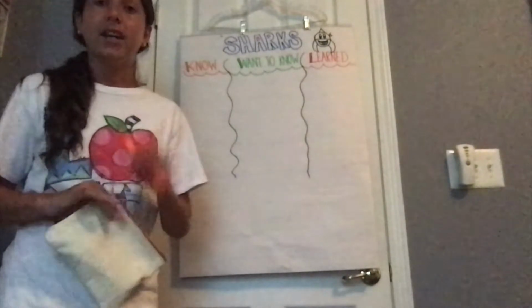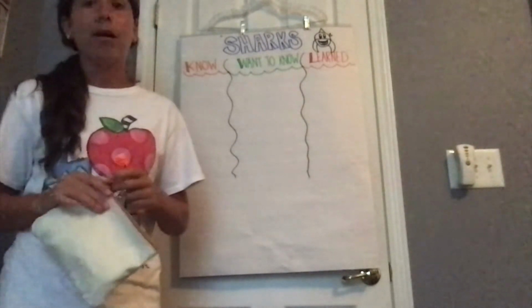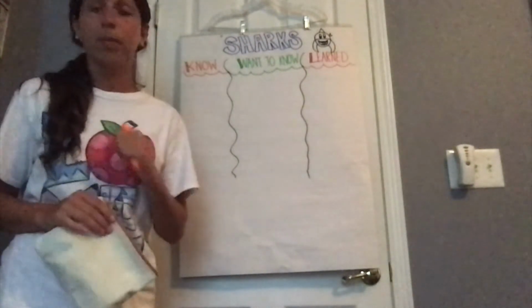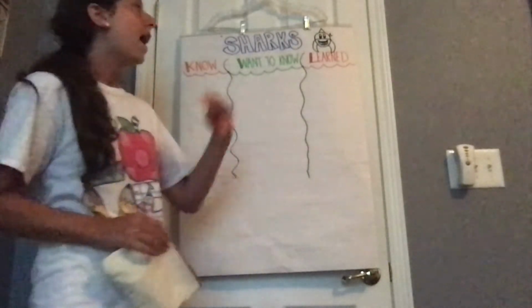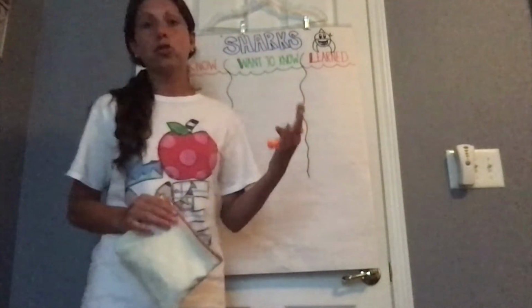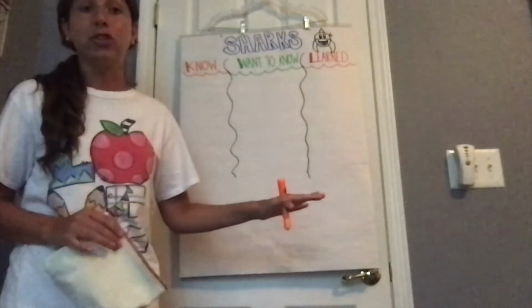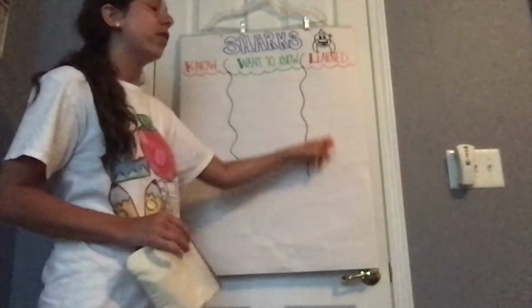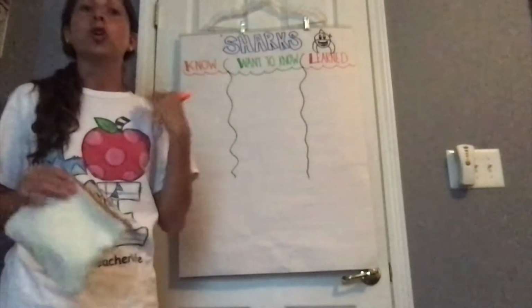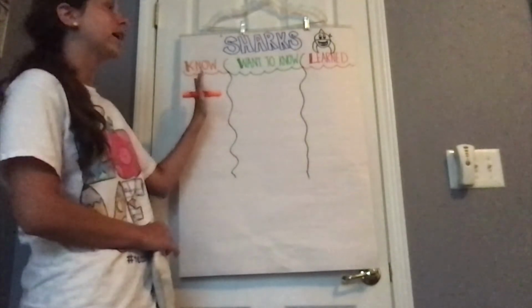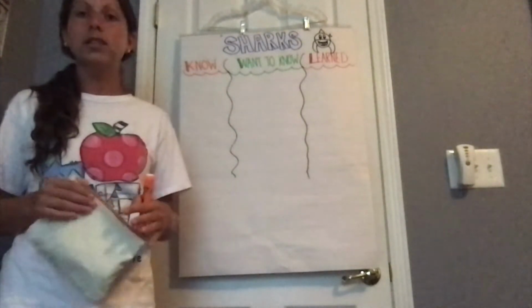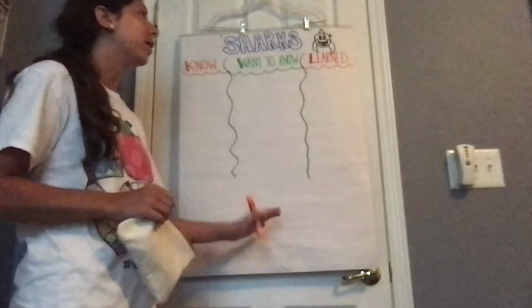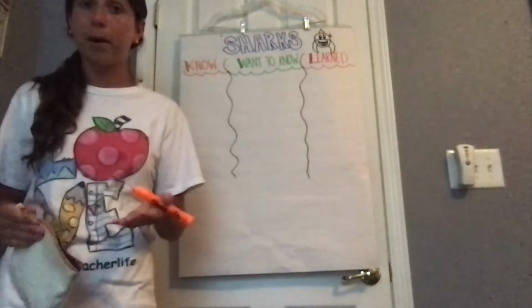We'll be reading a nonfiction book about sharks where we'll learn more about this creature. And then after we read the story, we're coming back to our anchor chart to fill out the learned section. So before we read, we're just filling out what we know about sharks. And then we're filling out the middle column, what we want to know about sharks.